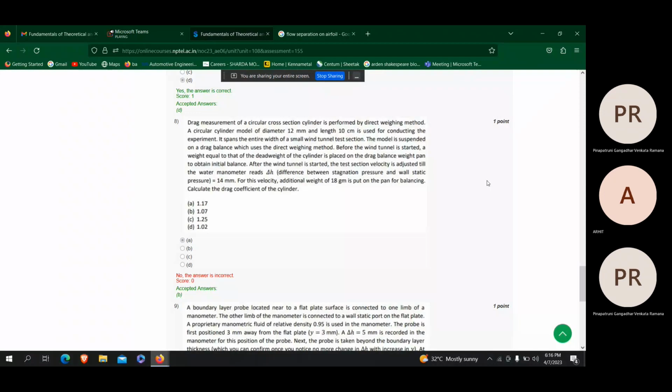Now, can you tell me how many grams of drag is acting on this cylinder? Directly from the question, can you tell that? Drag, I mean, in terms of grams. Before the wind tunnel started, a weight equal to the dead weight of the cylinder is placed. Additional, yes, sir, 18 grams of drag, not drag coefficient. 18 grams of drag is acting, in terms of just grams, but it is not the correct way. So what is it in newtons? 18 grams means how many newtons?